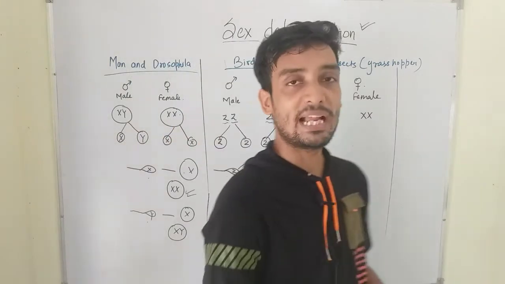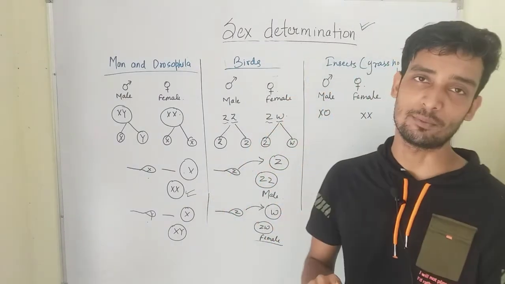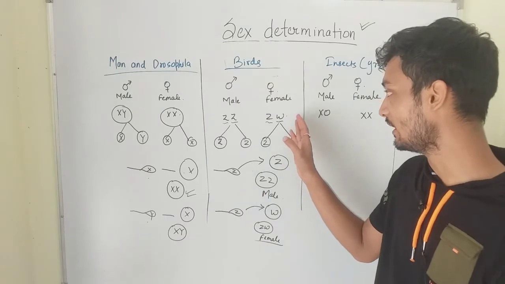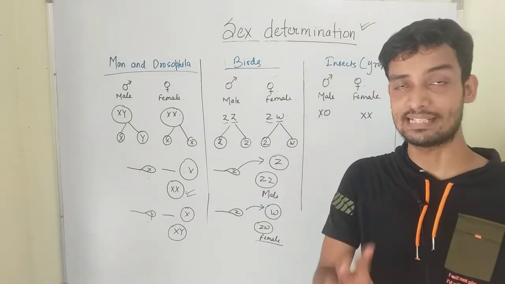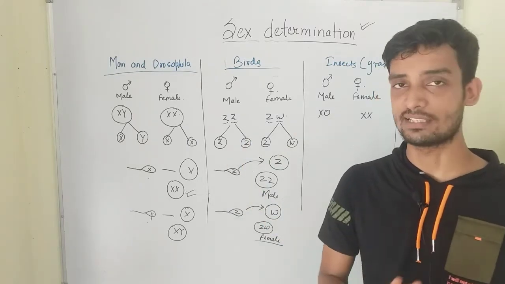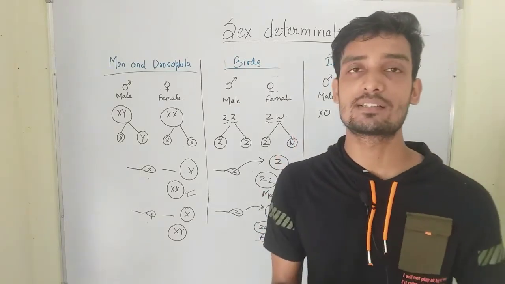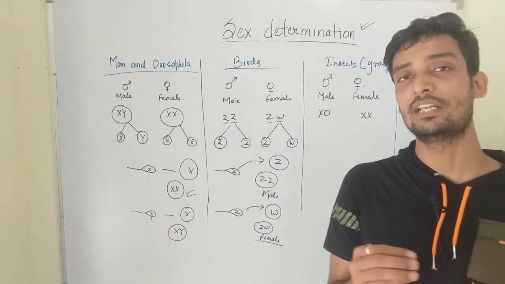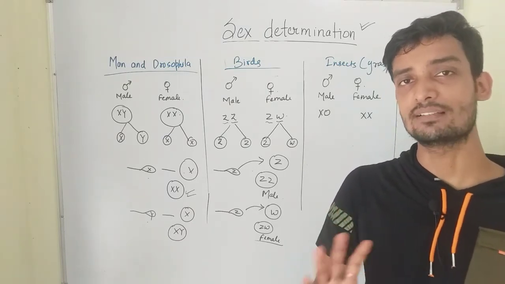So who is determining sex in birds? The female is determining, isn't it? Because it is the female that contains different kinds of chromosomes, that is Z and W. The males contain only identical chromosomes, that is Z and Z. So if the question arises in birds, who is determining the sex, male or female, then you will answer female.